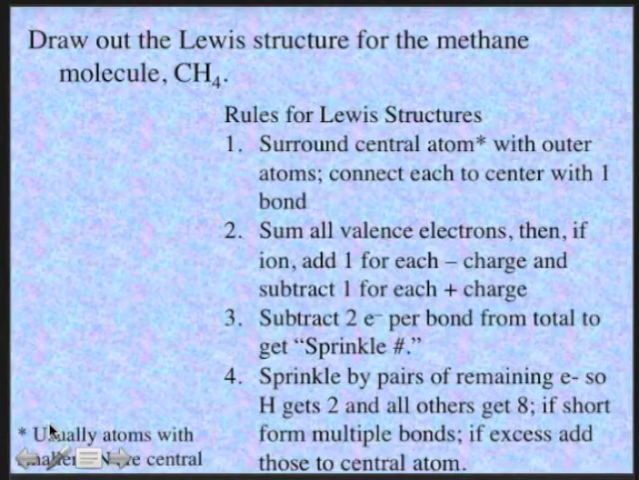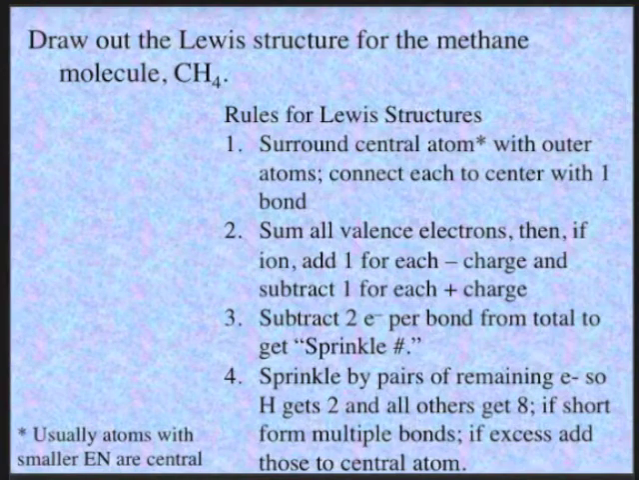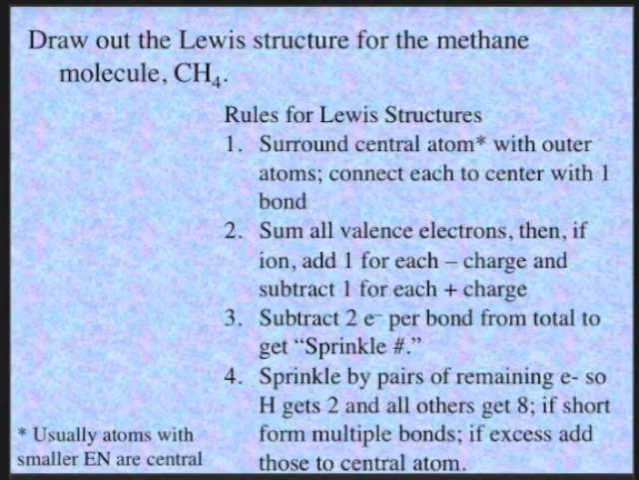Let's do the Lewis structure for methane, CH4. The first rule is to find the central atom and surround it with the outer atoms. Usually, the atom with the smaller electronegativity value is the central one. But methane is an exception because hydrogen is never the central atom. It can only have one bond going to it.